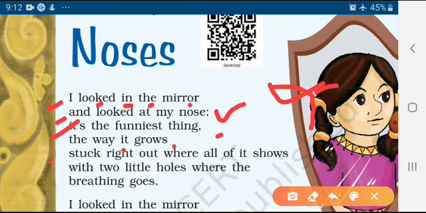Okay. The next line is: stuck right out where all of it shows, with two little holes where the breathing goes. Now she's explaining about her nose. Stuck right out, it means it is situated right out where all of it shows, everything can be seen, with two little holes. There are two little holes in the nose by which we are breathing. It means the girl is breathing.